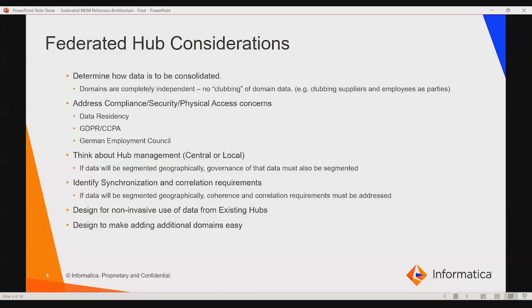So these are the different federated hub considerations we need to discuss internally with the customer, with the business, with the stakeholders, with the technical architects to come to a correct conclusion of which design is going to be suited best for your MDM implementation.